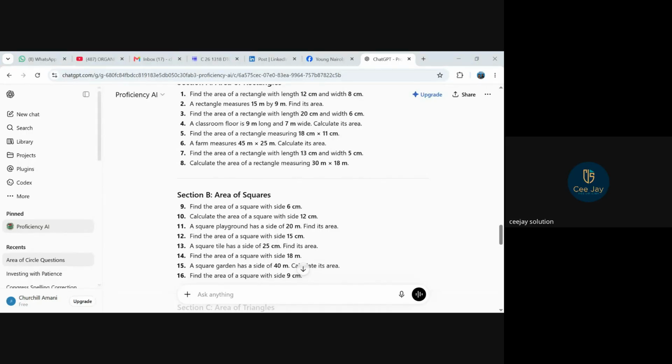We go now to question 10. Lily, kindly help us tackle question 10. Calculate the area of a square with side 12 centimeters. Area is side times side. 12 times 12, you get 144 centimeters squared. Thank you. Let us appreciate her.